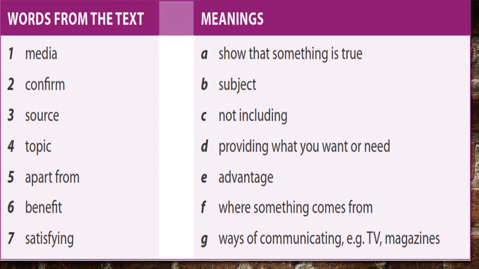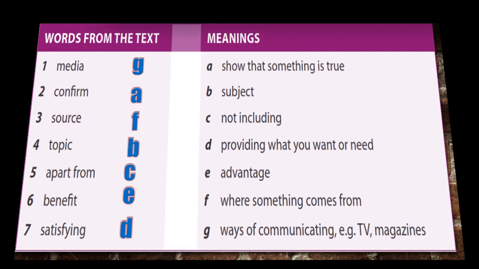The first one, media, yes, it is G, ways of communicating. Confirm, A, show that something is true. Source, F, where something comes from. Topic with B, subject. Apart from, C, not including. Benefit with E, advantage, and finally satisfying with D, providing what you want or need.